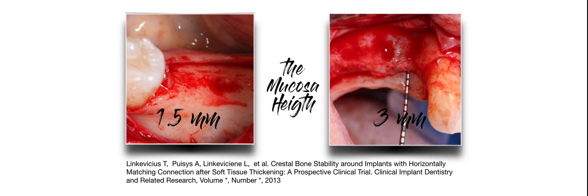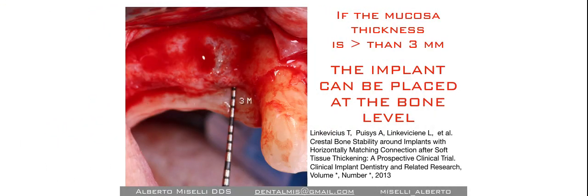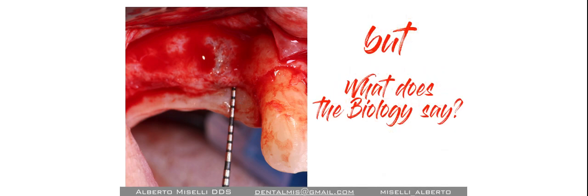For example, we have two scenarios. One scenario with 3 millimeters of soft tissue and another scenario with 1.5 millimeters. Where is the implant going to be in each case? If the mucosa thickness is more than 3 millimeters, the implant can be placed at the bone level. Is that really true, or did we forget something very important? What does the biology say?